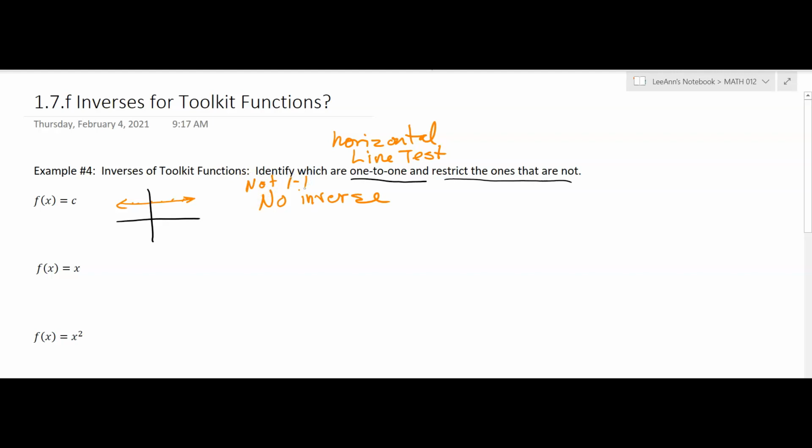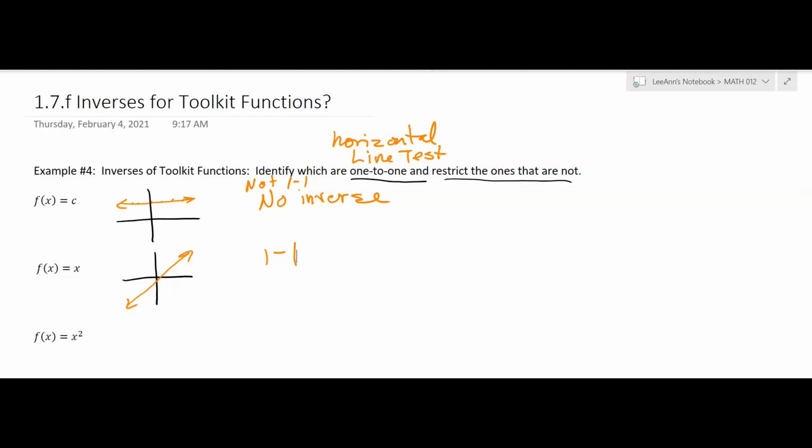Okay. The next one, if we remember the identity function, the identity function goes through the origin and it's a line. And does that pass the horizontal line test? Yes, this is one-to-one. So it's one-to-one, therefore it has an inverse.